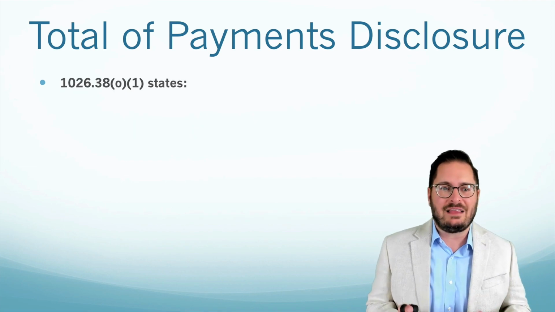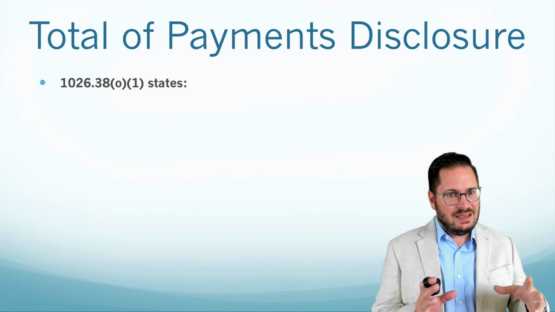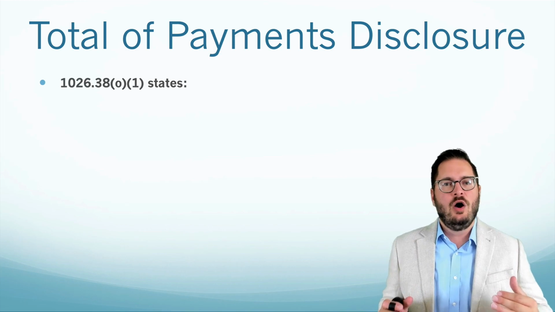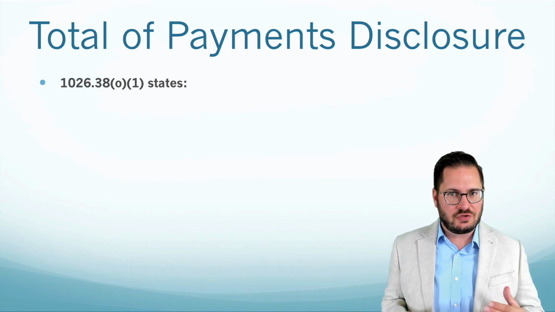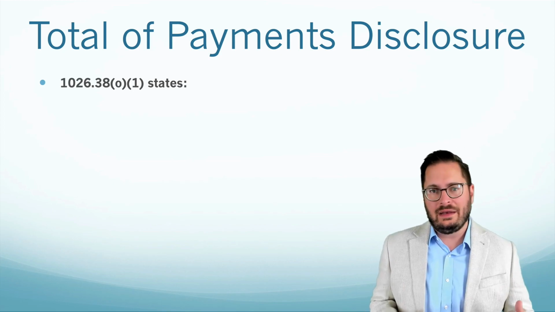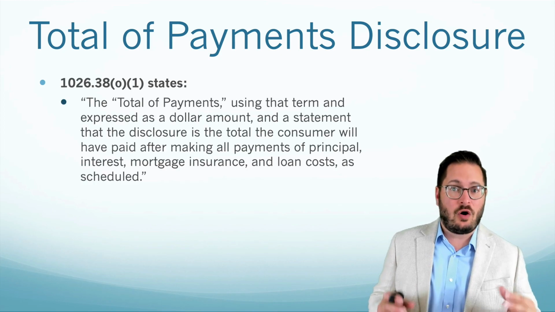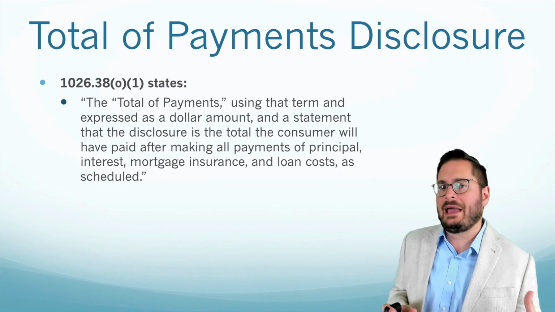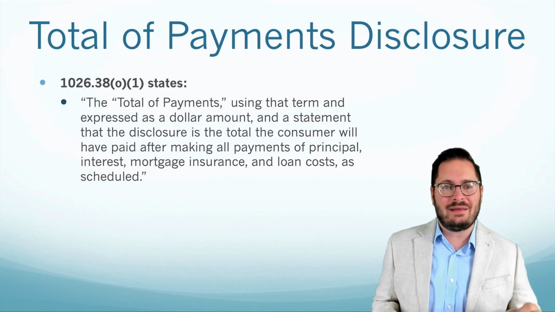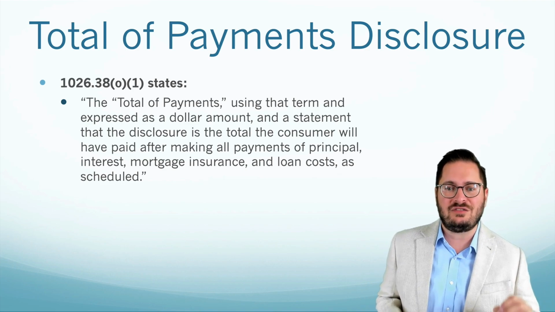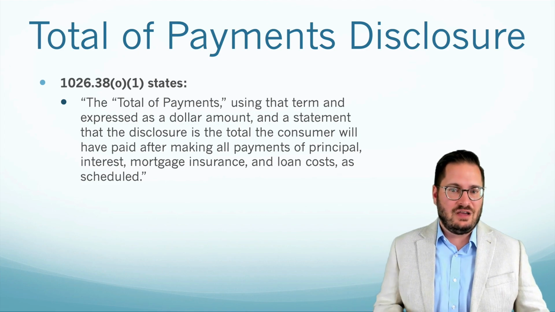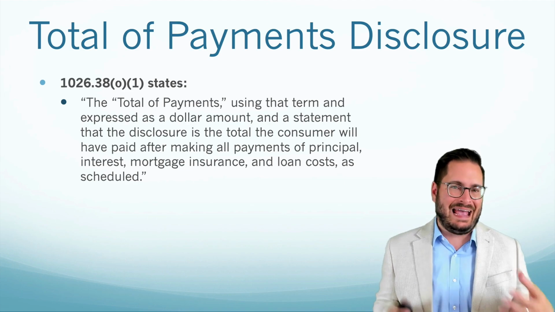And we'll start by looking at Regulation Z, and the actual citation is 1026.38(o)(1). And this really tells us what has to be on the closing disclosure. So under 1026.38(o)(1), it tells us that we must include on our closing disclosure the total of payments using that term and expressed as a dollar amount, and a statement that the disclosure is the total the consumer will have paid after making all payments of principal, interest, mortgage insurance, and loan costs as scheduled.